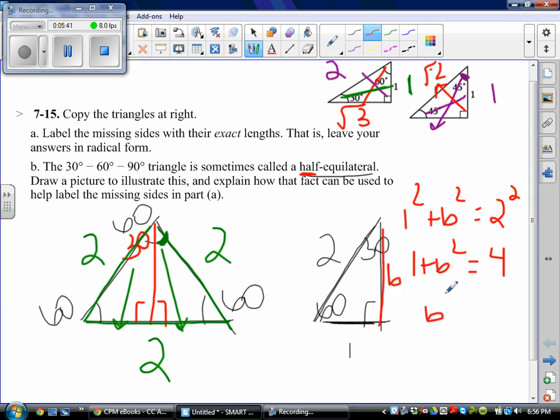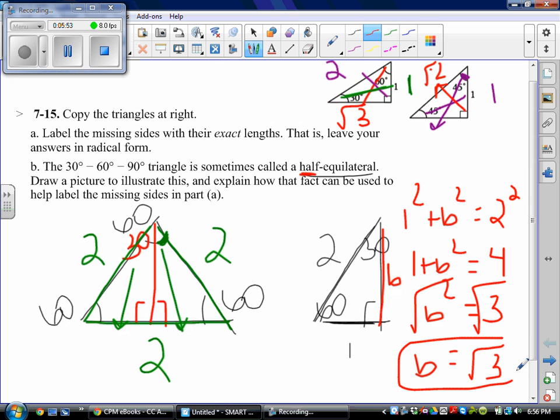Subtract the 1 over, I have b squared equals 3. And I take the square root of both sides to cancel out the squaring. So b equals the square root of 3. So that's how I can prove those values for the triangle, being if half of an equilateral triangle is the 30, 60, 90.